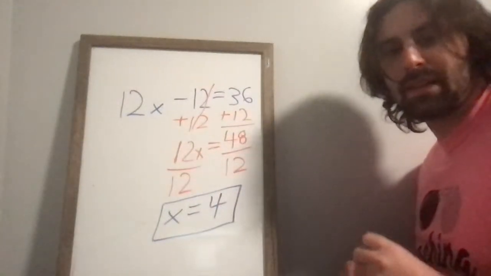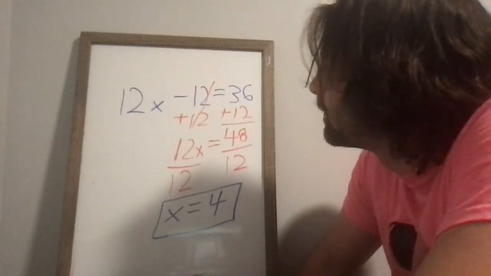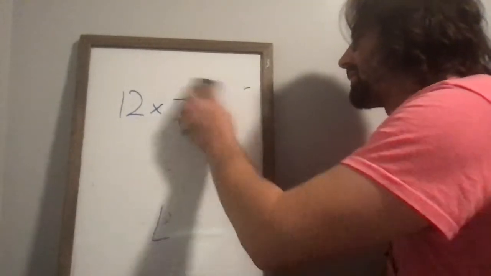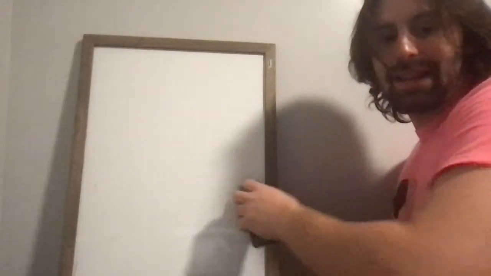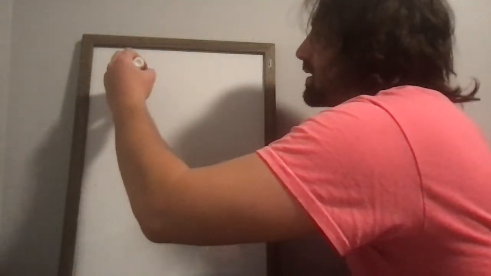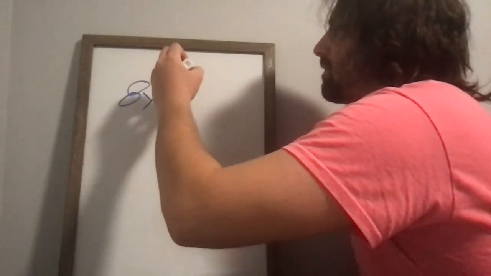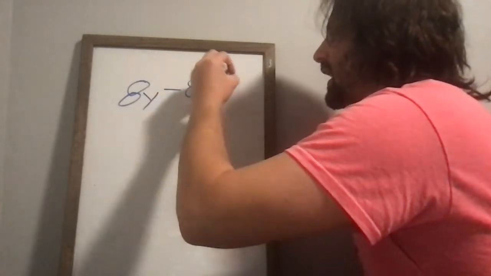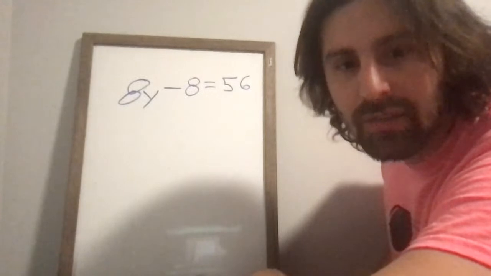All right. I'm not sure if that was 4 examples or 5 examples, but I guess I could do one more. I'll do one more. 8y minus 8 equals 56. 8y minus 8 equals 56, and we need to find what y is.